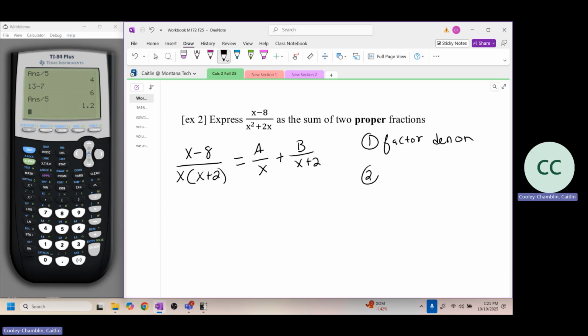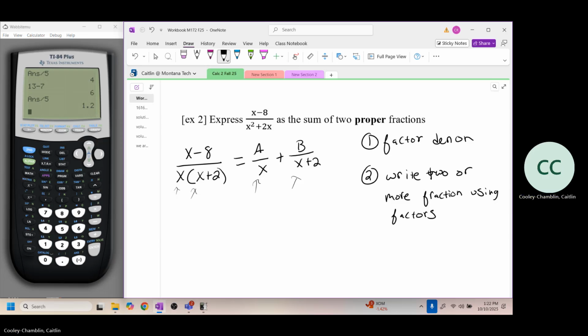So step 2 was I write 2 or more, because we might have more factors, fractions using factors. So we have the factors, and we write the fractions using the factors. Excuse me. Man, that's a tongue tie. Okay, so now we're going to solve.